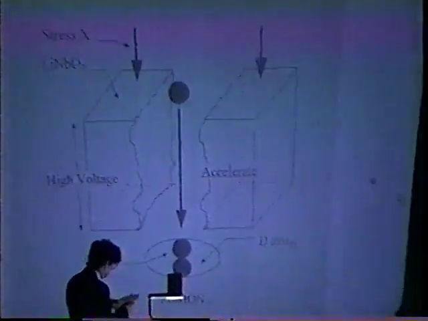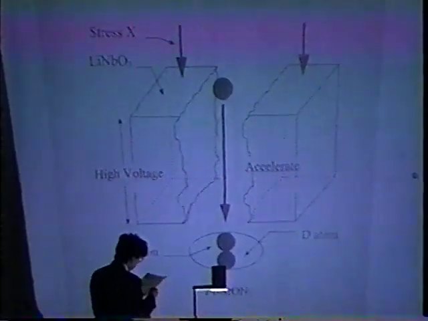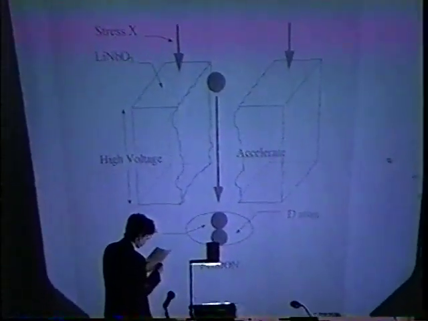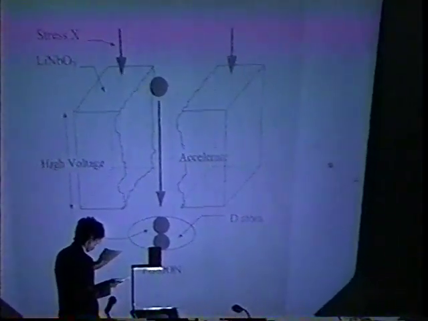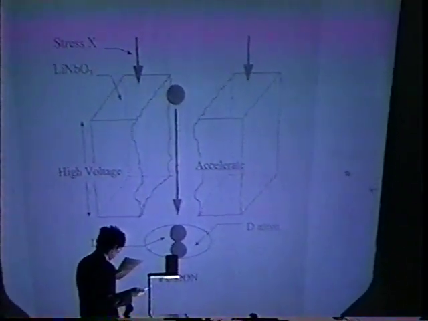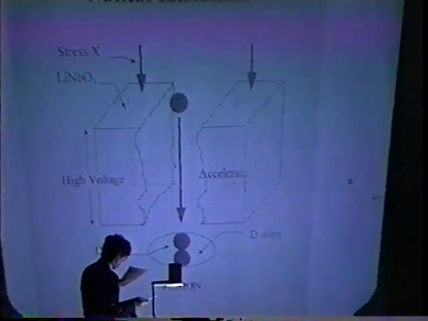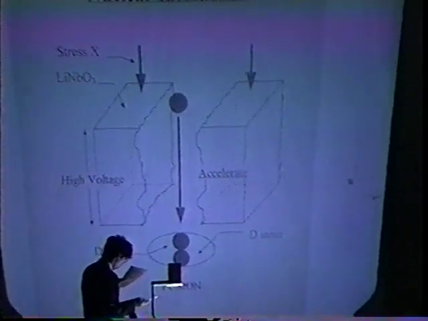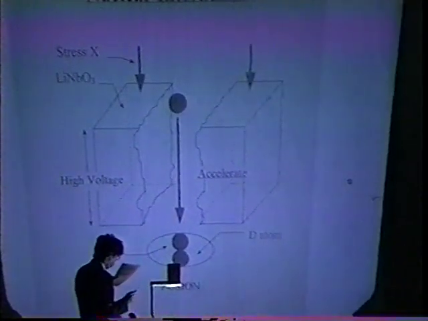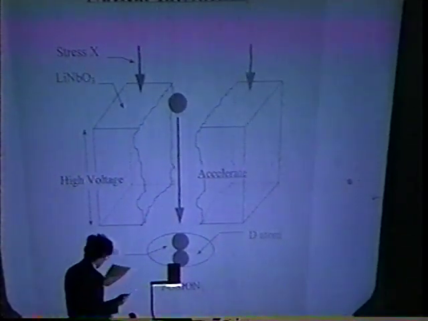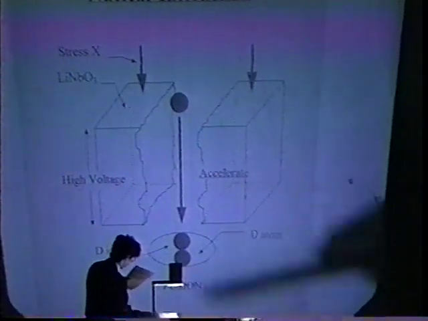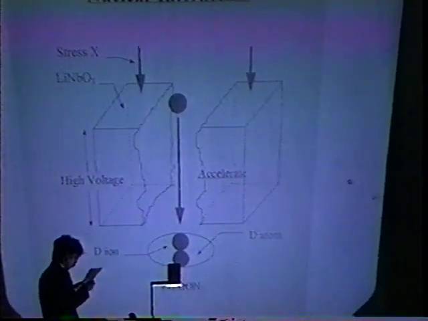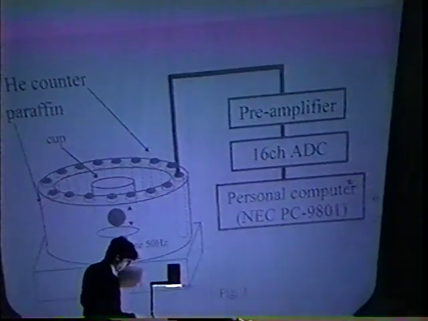This is the mechanism. By crushing the piezoelectric material, ionic charge appears on the crushed surface, caused by breaking of chemical bonds, accompanied with the generation of a high electric field by the piezoelectric effect. The charged particles are accelerated by the piezoelectric field and collide with each other. Then fusion occurs. This is our system.